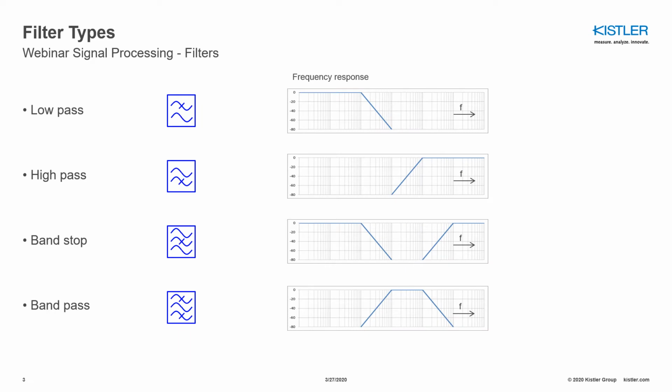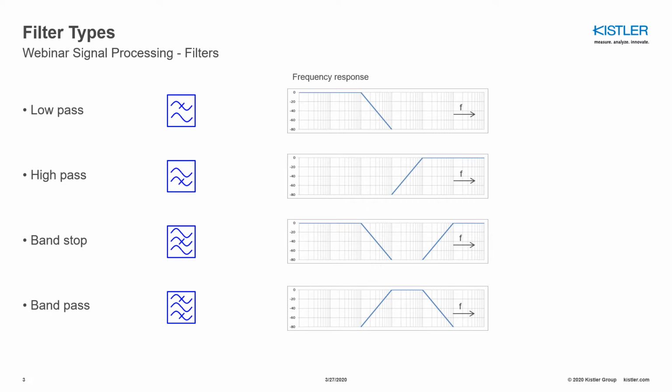In signal processing, we mainly distinguish between four filter types, which are low pass, high pass, band stop, and band pass. The last two, the band stop and the band pass filters, are a combination of a low pass and a high pass filter. If we have a look at the frequency responses of the different filters, we can see for the low pass that low frequency content is passed through the filter and high frequency content is filtered. If you have a look at the high pass, we clearly see that high frequency content is passed through the filter and low frequency content is filtered.